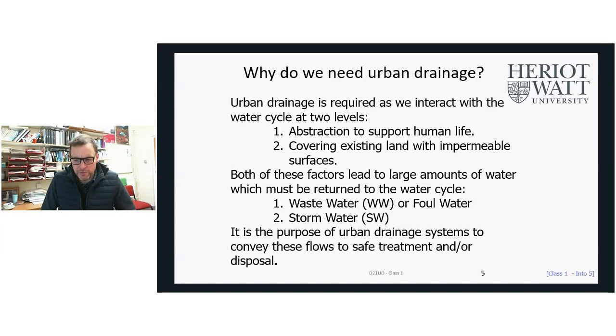Because of urban developments, we have to return the water which we take from the water cycle back to it, and that's done either via wastewater systems, where we collect the water which we use in our houses or commercial properties and return it to the environment via a sewage system and hopefully a sewage treatment works, or via the stormwater we collect from roofs, roads, etc., and how we get that back into the environment. So urban drainage is really focused around trying to solve those problems and meet those needs without having too negative an impact on the environment.